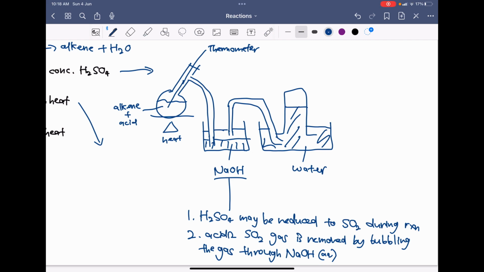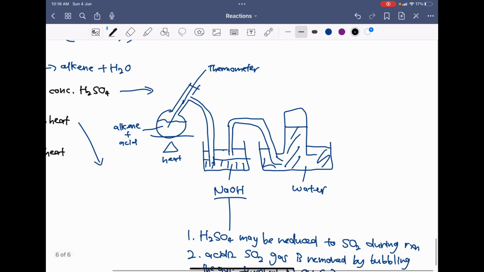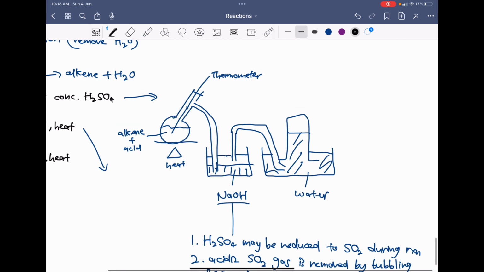And because you see here, okay, let me use a different color. Over here is the alkene plus the acid, right? So after the alkene and the acid undergoes dehydration, it would form the alkane plus some SO2 gas. Sorry, hold on. I made a mistake here. This is alcohol. My bad. Okay, so the alcohol undergoes dehydration here, and it forms the alkene.